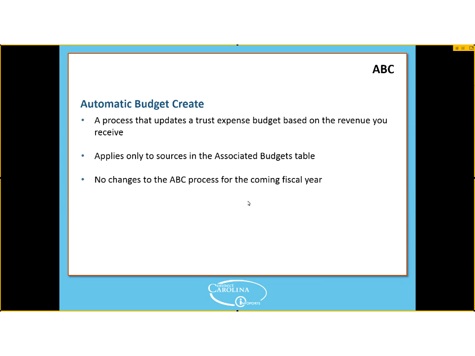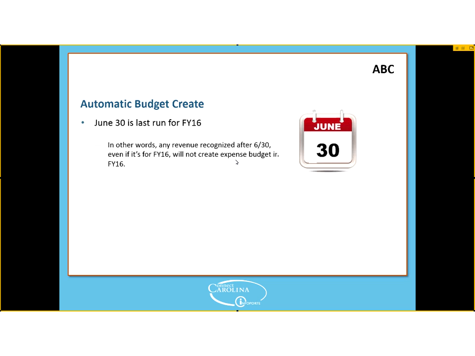All right, so let's talk about ABC, Automatic Budget Create. Just to remind you, Automatic Budget Create is a process that will update the trust expense budget based on any revenue that you receive. And you have to be a source listed in the associated budgets table to benefit from Automatic Budget Create. We don't have any changes to the ABC process for this coming year. It's going to work in July just as it's working now, and will work in June. So no changes there.